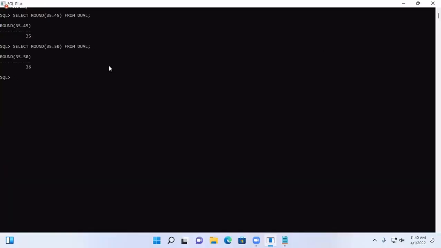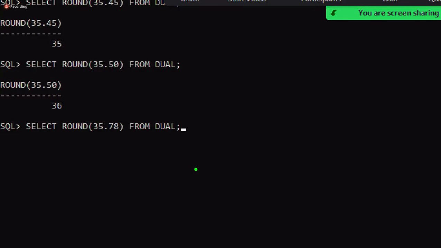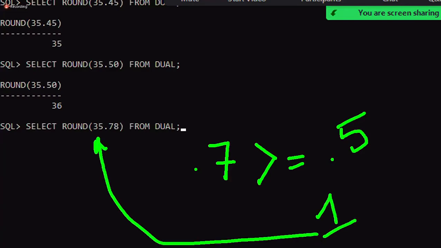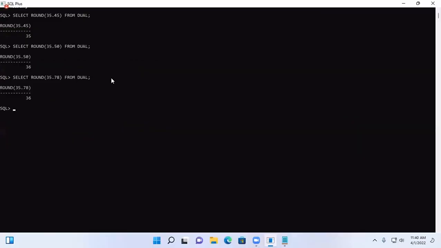Yes, 36. In the same way, suppose I give 35.7. Now tell me here, after the decimal point, how much is there? 0.7. Can you tell me if 0.7 is greater than or equal to 0.5? Yes, of course, it is greater. So greater means what do I need to add? 1. So 1 is added to my 35 expression. Total how much here? 36. So again 36. This is the way the round function works, the nearest value is taken out, depending on the 0.5 value. Okay, write down below.